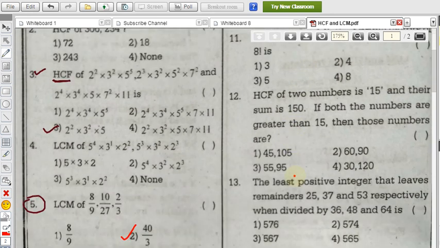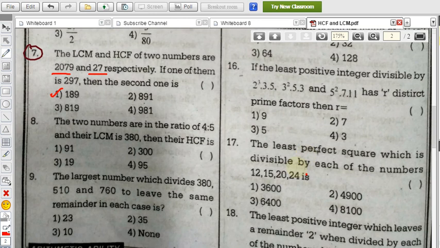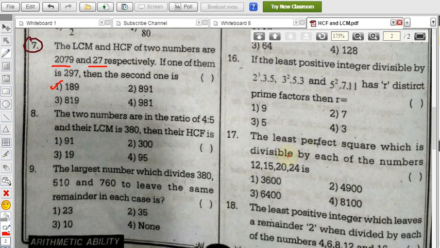Next we have some other type of questions here. The special ones. These are actually the basics of HCF and LCM. There are some important six types of questions in LCM and HCF. Especially like this: the largest number which divides 380, 510 and 7 leaves the same remainder in each case. Word problems I'll explain in another video.